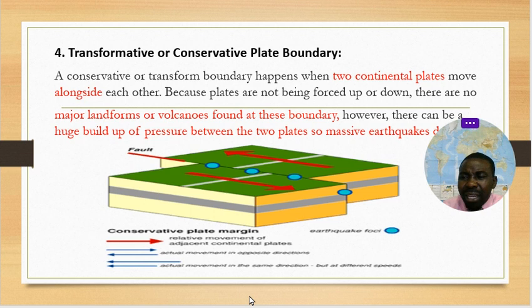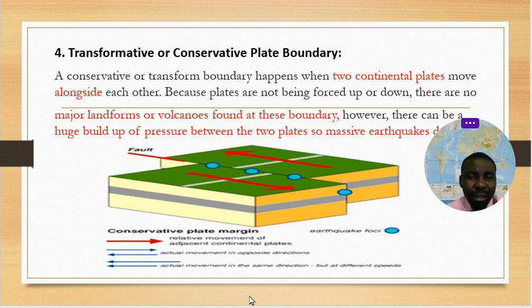At that point of hanging up, because convection current is still going on within the mantle, they will be trying to force themselves to move, to leave each other. And as they are trying to force themselves, pressure is developing. And at the time, earthquake is released at this point. So that is transformative plate boundary. Plates move alongside each other. It involves two continental plates, and massive earthquakes occur here. But take note, no major landform here and no volcanic eruption here. But there is what? Massive earthquake.